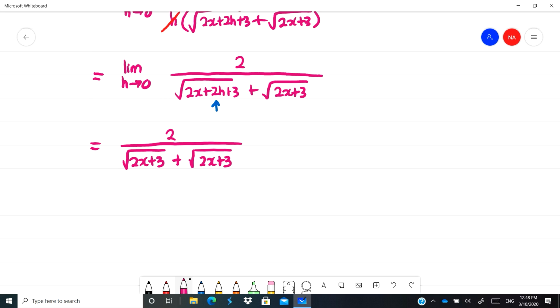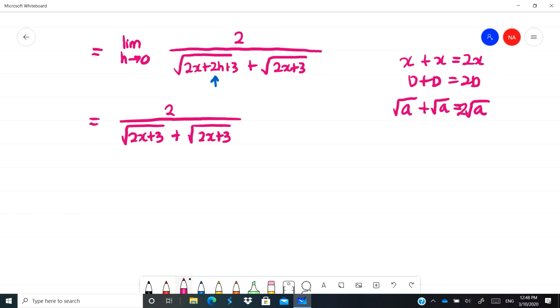Suppose we have a square root a plus square root a, you'll get 2 square root a. Like x plus x, we'll get 2x. Donut plus another donut, we'll get 2 donuts. So square root a plus square root a will get 2 square root a. The same goes to this part. If you have square root 2x plus 3 plus square root 2x plus 3, of course you'll get 2 square root of 2x plus 3.